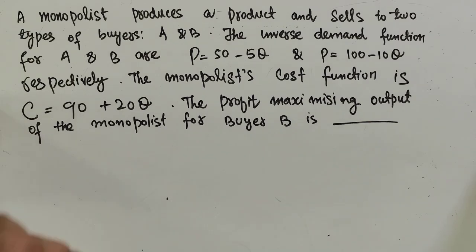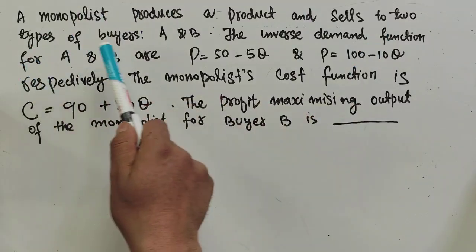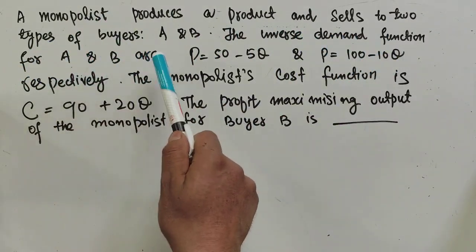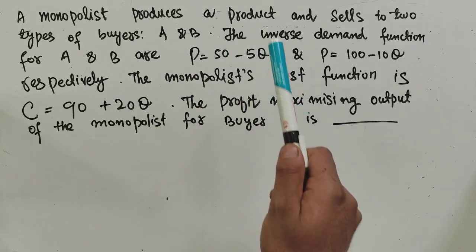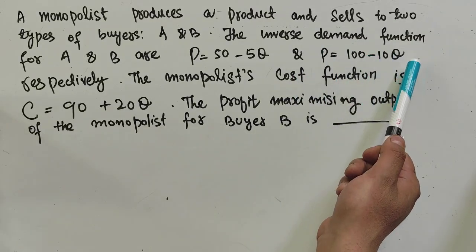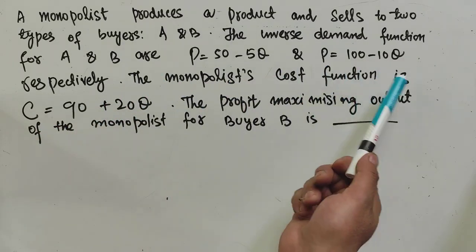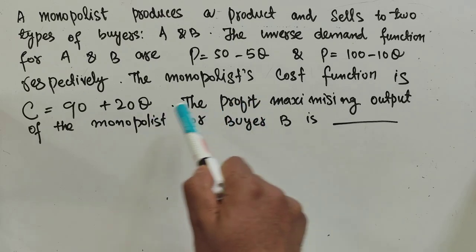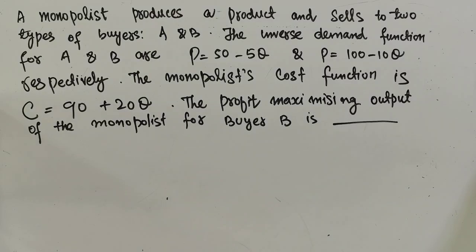Next question is, a monopolist produces a product and sells to two types of buyers, A and B. The inverse demand functions for A and B are P = 50 - 5Q, where P is the price and Q is the quantity of output, and P = 100 - 10Q. This is for the second buyer, which is B, respectively. The monopolist's cost function is C = 90 + 20Q. We need to find the profit maximizing output of the monopolist for buyer B.